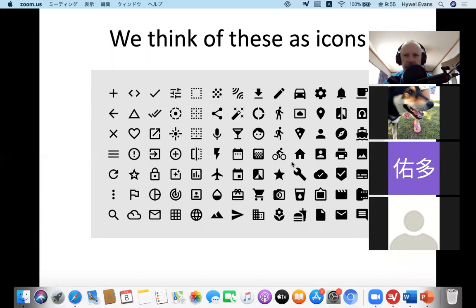Okay, let me just go back in here, see if I can avoid some problems this time. Anyway, so you think of these as icons. And some of them look like things, but maybe their meaning is different. So what something looks like and its meaning may be different. Something looks like a spanner, but its meaning may be something completely different.